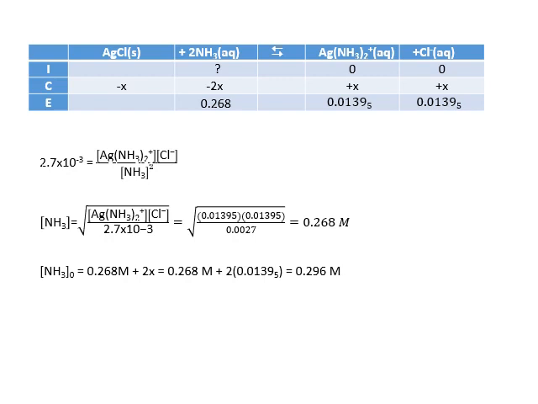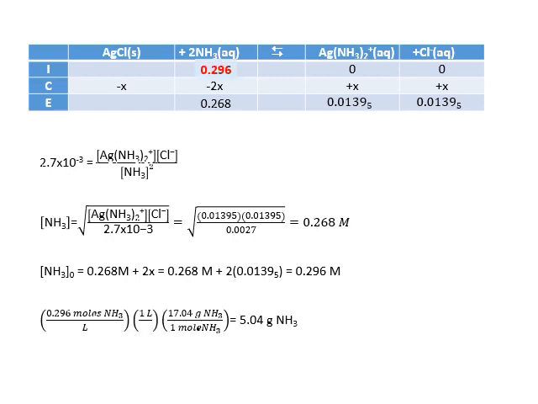The question asks for how many grams of ammonia must be added. So since the volume of the solution is 1 liter, we take the concentration times the 1 liter times the molar mass of ammonia and find that we need to add 5.04 grams of ammonia to completely dissolve the 2 grams of silver chloride.